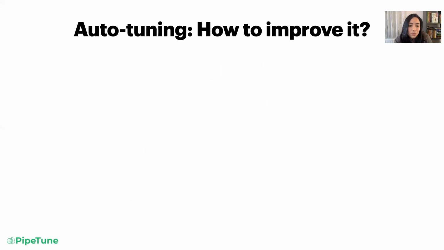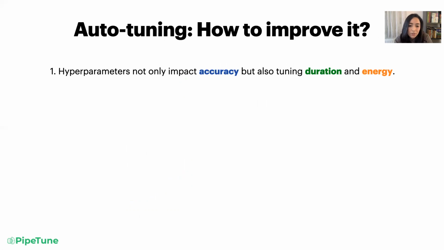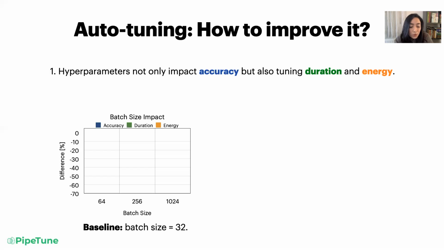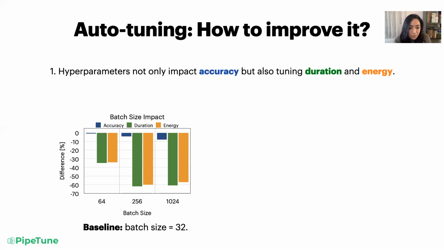The next question would then be, how can we improve this process? While thinking about this problem, the first observation we made was that hyperparameters not only impact accuracy, but also tuning duration and energy. To illustrate this, let's have a look at the scenario where we start with batch size 32 and compare the difference between accuracy, duration, and energy when varying the batch size to 64, 256, and 1024. In this specific example, we see that accuracy is indeed affected, but the impact on duration and energy is even more significant.